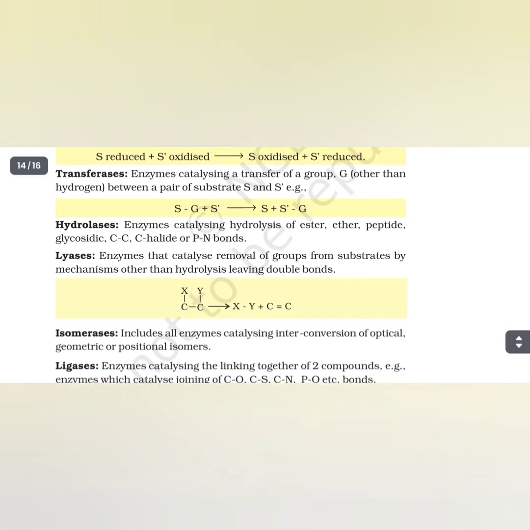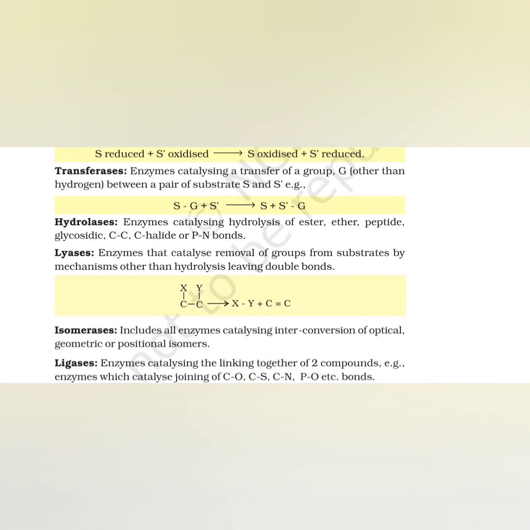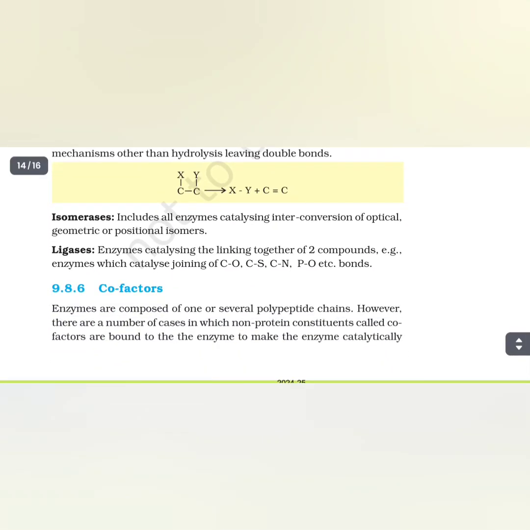Hydrolases: enzymes catalyzing hydrolysis of ester, ether, peptide, glycosidic, C-halide or P-N bonds. Lyases: enzymes that catalyze removal of groups from substrates by mechanisms other than hydrolysis, leaving double bonds. Isomerases include all enzymes catalyzing interconversion of optical, geometric or positional isomers. Ligases: enzymes catalyzing the linking together of two compounds. Example, enzymes which catalyze joining of carbon-oxygen, carbon-sulfur, carbon-nitrogen, phosphorus-oxygen, etc. bonds.